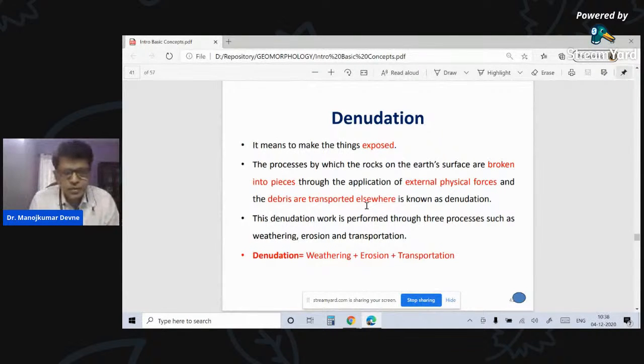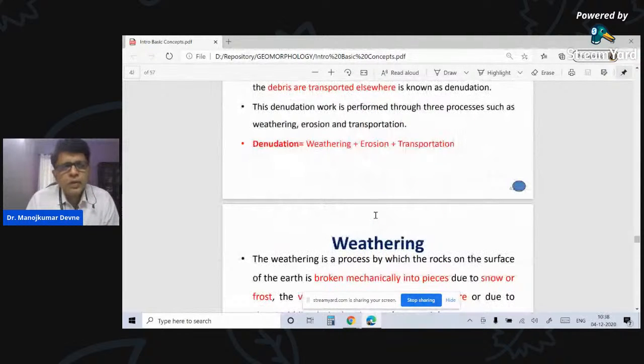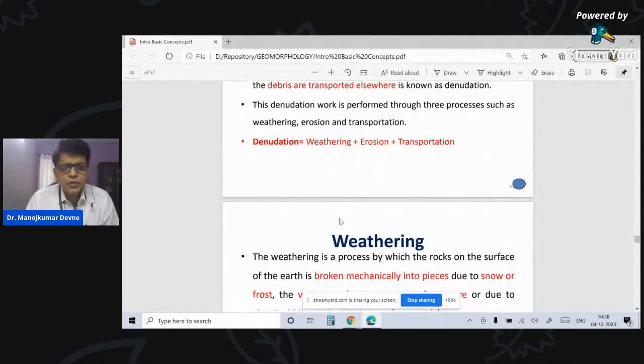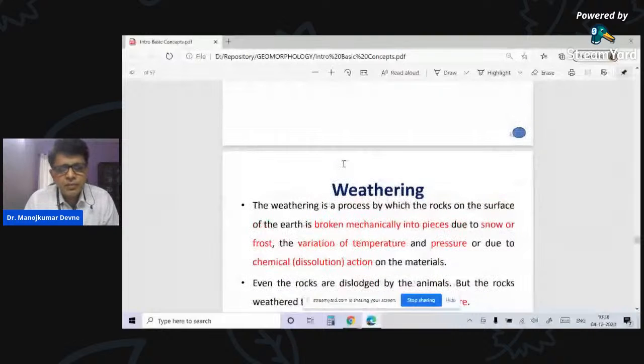This denudational work is performed through three processes such as weathering, erosion, and transportation. Denudation, in other words, is equal to weathering plus erosion plus transportation. Okay, I would add mass wasting into that. I won't agree to this slide completely as such.